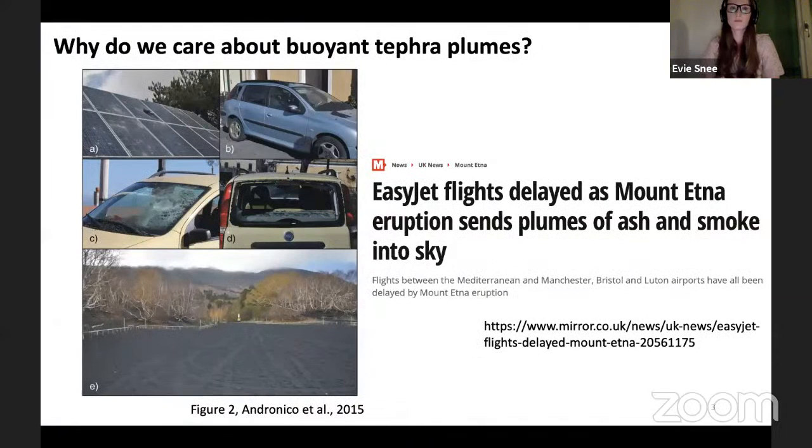So first of all, why do we care about buoyant tephra plumes? Well, tephra plumes are a mechanism by which ash gets into the atmosphere. And once it gets into the atmosphere, it can pose a hazard to the wider region. It can damage people's vehicles as well as energy supplies, such as this damage to solar panels shown in this figure to the left. It can also block roads.